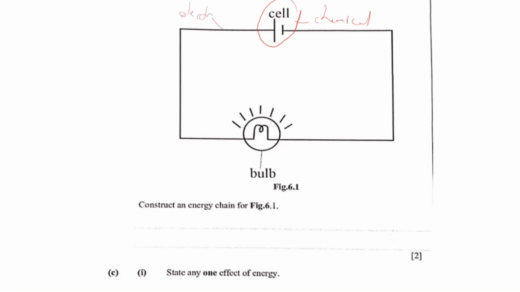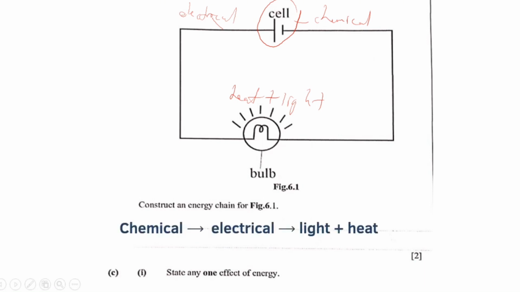When it reaches this bulb, the electrical energy is going to cause the bulb to light and give off heat. So there's going to be some heat plus light energy. Okay, so the energy chain will be like this: chemical from the cell being converted to electrical so that it can move through the wires. Then that electrical is going to be converted by the bulb to light and heat.